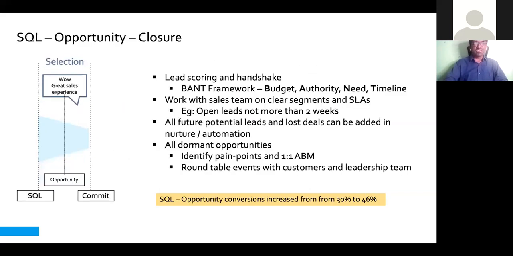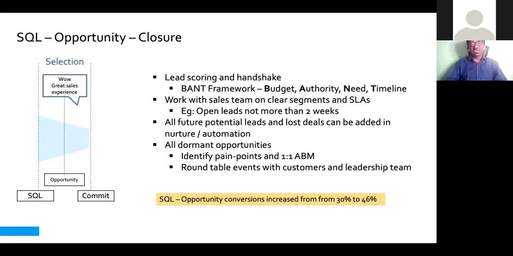Right, so the next is about the people whom sales folks have marked as a sales qualified lead. How do you really ensure the conversions happen? How do you ensure the sales qualified lead becomes an opportunity and finally a closure? One of the most important things is ensuring the handoff happens between marketing and sales with the right framework. The simplest framework is the BANT framework.